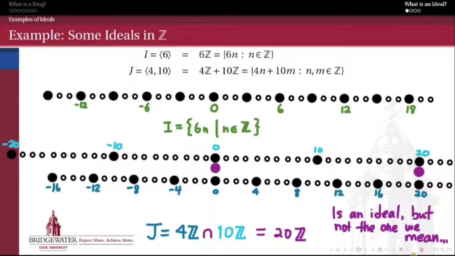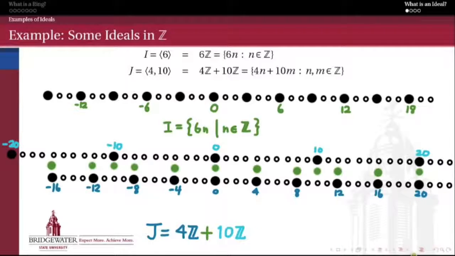But that's not really the ideal that we mean here, because what we wanted is to be able to add multiples of 4 to multiples of 10. So this is still an ideal. So the intersection of two ideals is an ideal, but it might not be the one that we're thinking of here. So instead, let's ask this question.